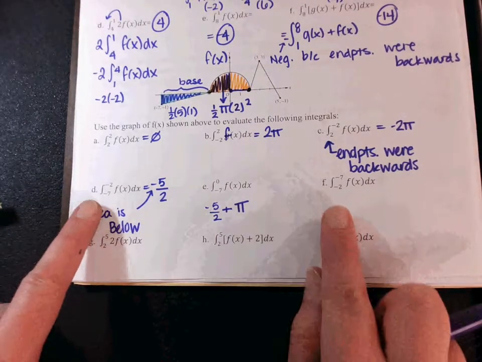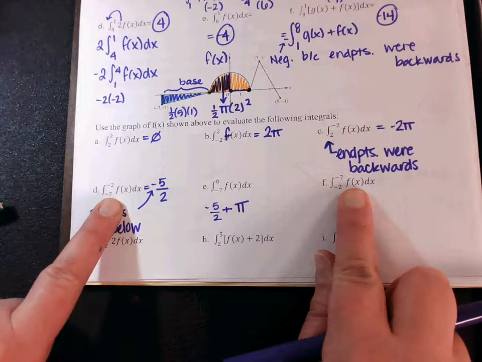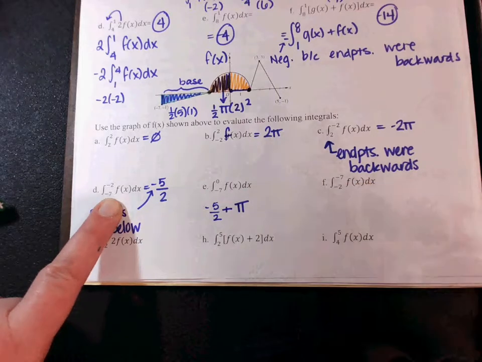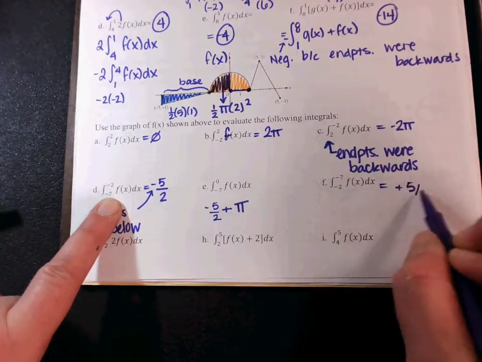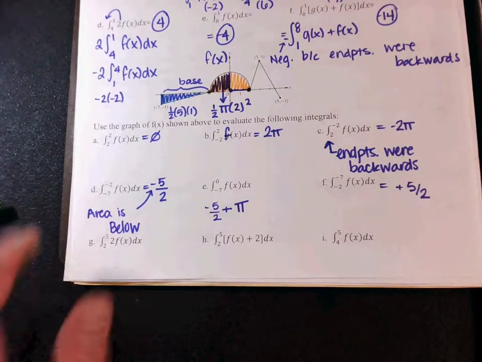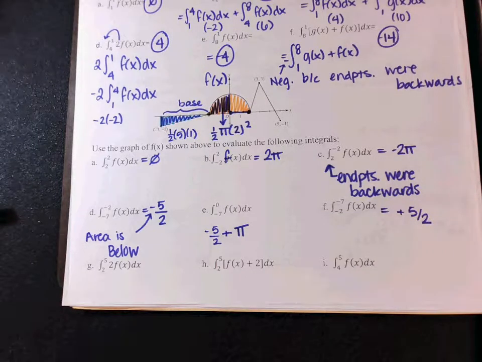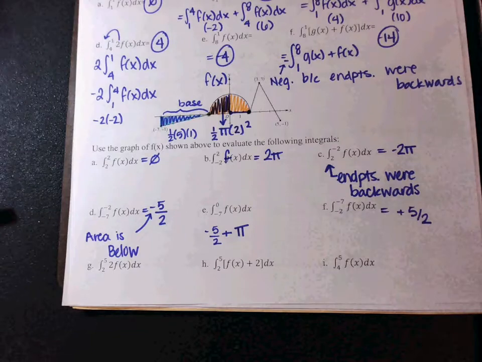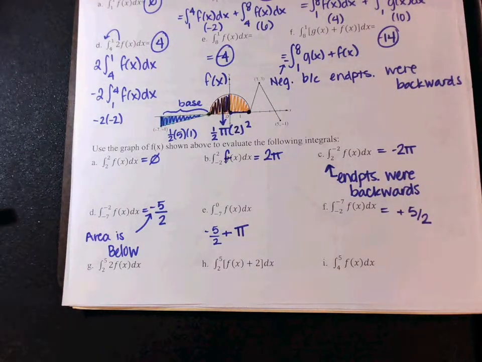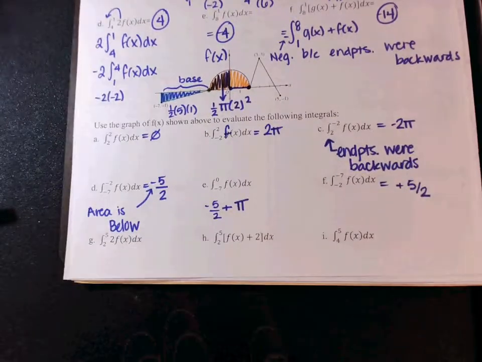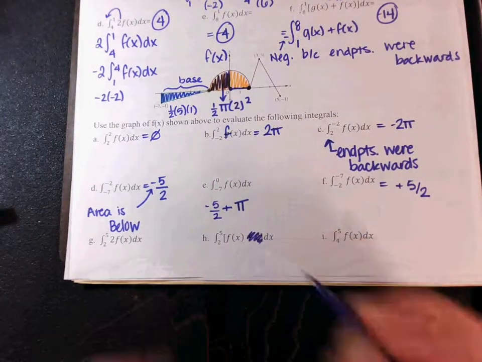How is letter F different than letter D? What are the endpoints? Backwards. So if the original one was negative 5 over 2, what is letter F going to be? Positive 5 over 2. Now let's talk about something for this part of the graph. My 5 over 2 is below, so it's negative. So then if I apply a backwards as well, it's a double negative, they cancel out. So it's negative because it's backwards, negative because it's below, then they cross out, now it's positive. Okay, alright, do that last G, and then you can cross out the plus 2 here, you don't need that.